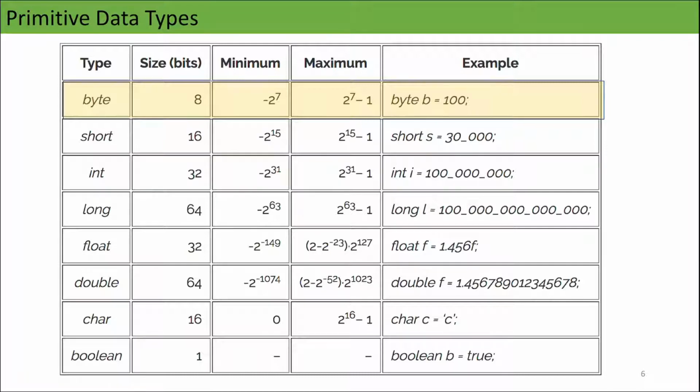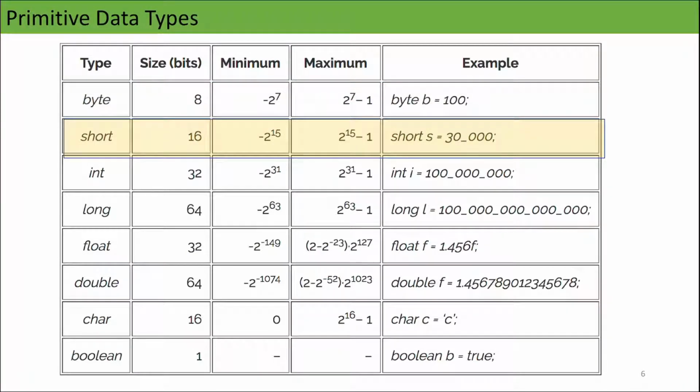The same thing is on the opposite side. You can store only 127. So the maximum value you can store in a byte is 127. If you have larger, then you need to go to the next one, which is the short.